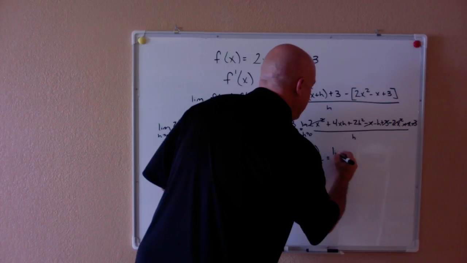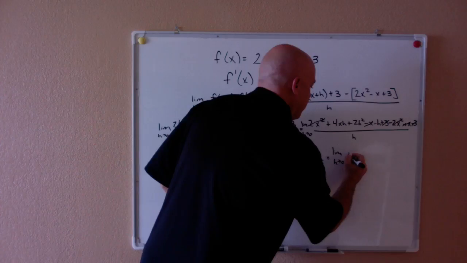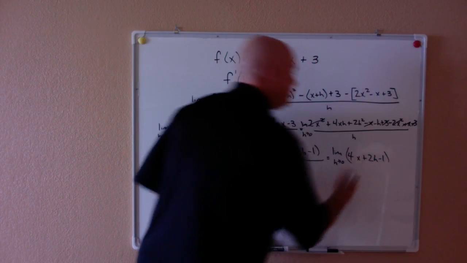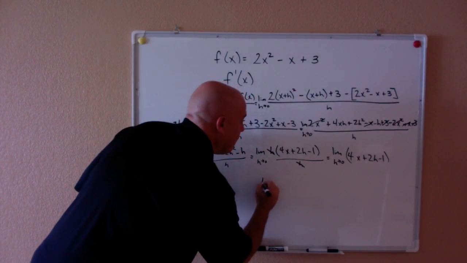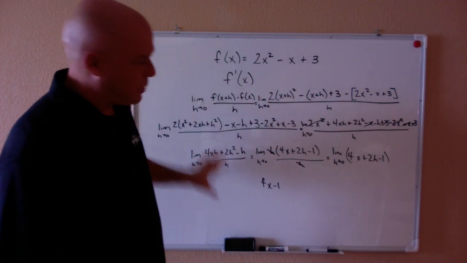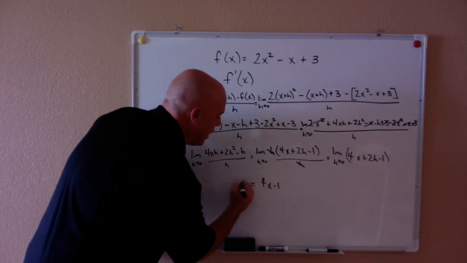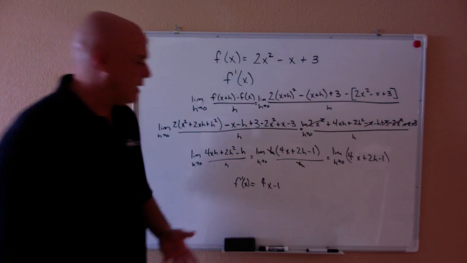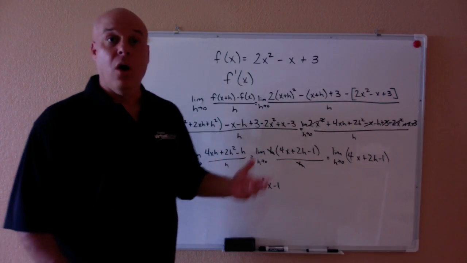So now I have the limit as h goes to 0 of 4x plus 2h minus 1. And now I can plug in 0 for h, and I get 4x minus 1. Algebra, algebra, algebra, algebra, algebra, algebra, algebra, algebra. Little bitty calculus here at the end. There's my f prime, my derivative function. So I know exactly what the function or the instantaneous rate of change is at any point on the curve.